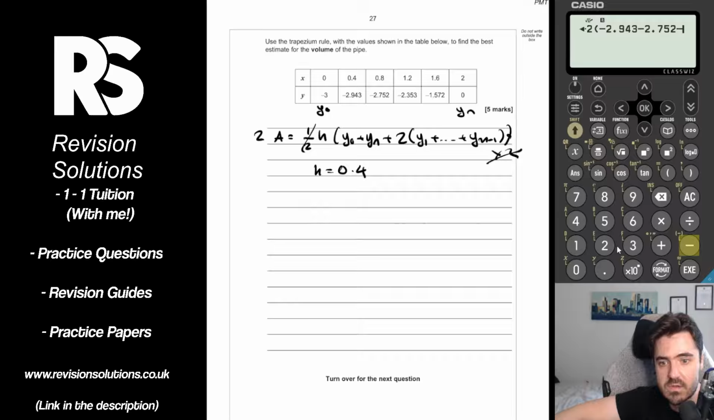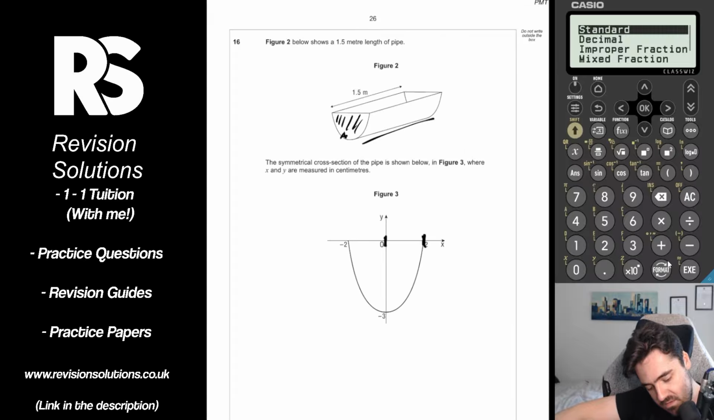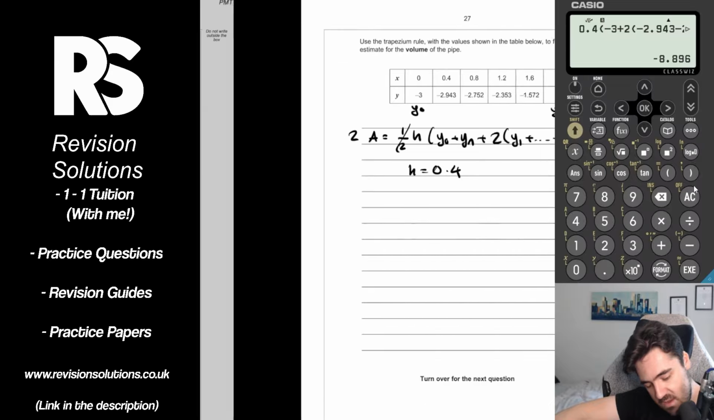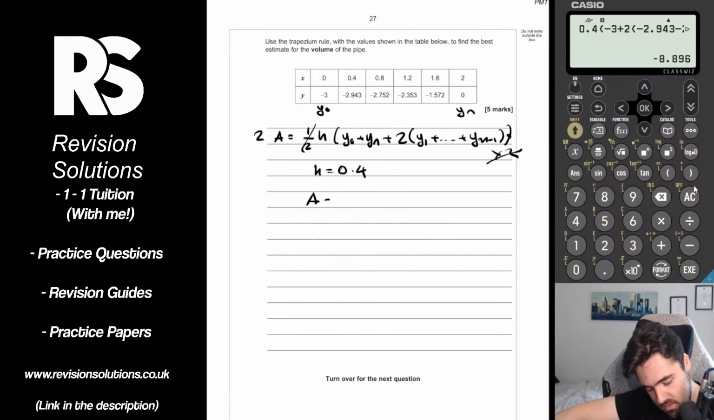Then minus a 2.353, minus a 1.572. Close all that off. Close both brackets from the beginning. That gives us a negative, but we have to remember it's just that because it's under the x-axis, so we'll just ignore that. So the area is going to be 8.896.